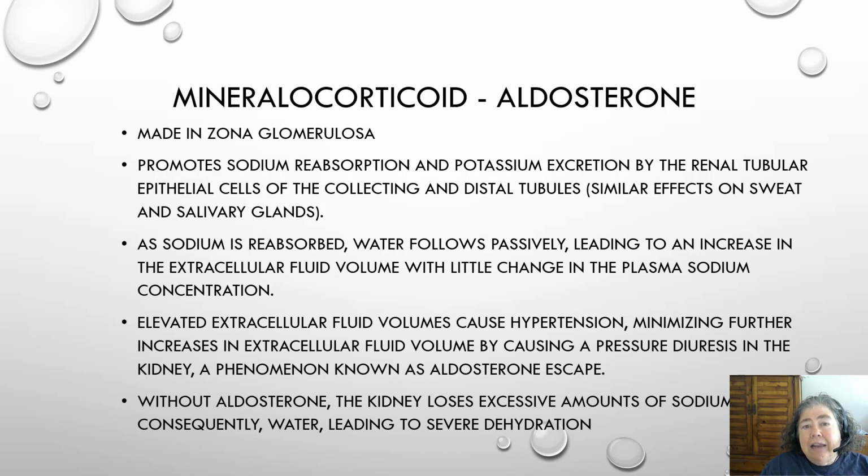When we have a lot of aldosterone and we are holding on to a lot of salt and water, and we have an elevated volume, we can have hypertension. And that will actually limit further increases in volume. There's an increase in pressure in the kidneys, causing an increase in filtration, and we get some diuresis. So this is called aldosterone escape, and it keeps excess aldosterone from causing too severe a volume overload.